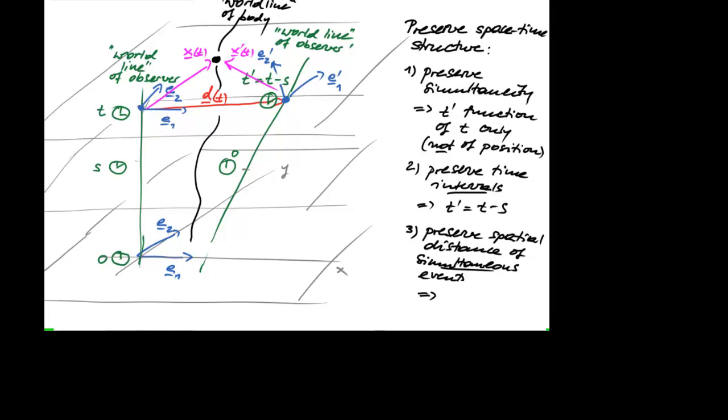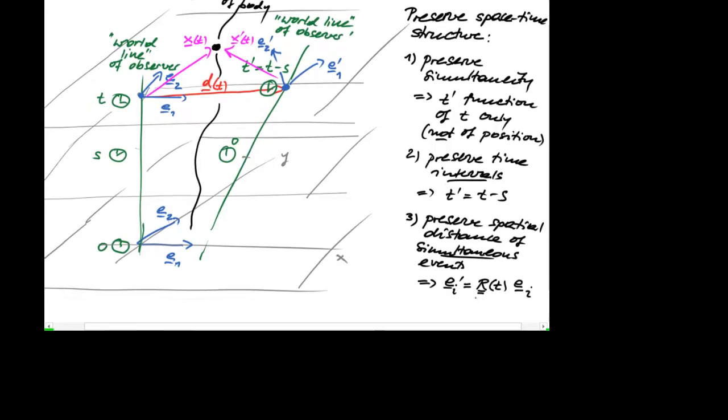And to make sure that we obtain the same distance in our respective coordinate systems, this implies that indeed the basis vector of my colleague can only differ from my basis vector by an orthogonal transformation, so a rotation operation, which may depend on time, where R is orthogonal.